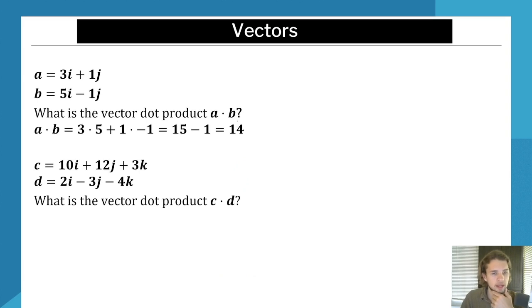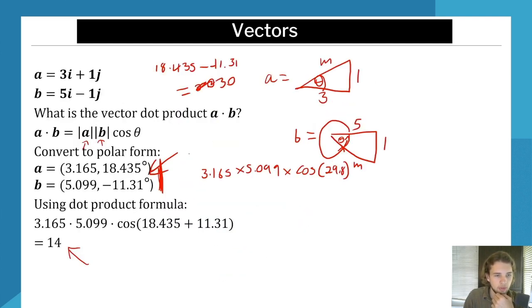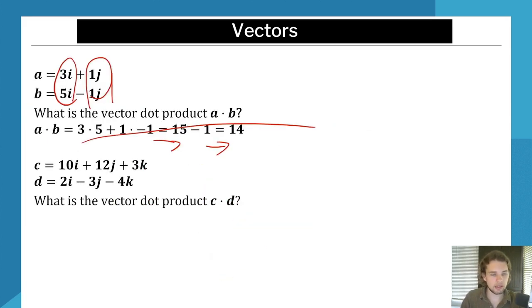Now, what is the vector dot product of A dot B? Let's actually do these questions. Oh, there's already an answer here. So we have 3 times 5, 1 times minus 1, and then you find that the result is 15 minus 1 equals 14. So that's the same as what we did up here. It's the same actual set of vectors, and it comes up with the same solution. So understanding that you can do the dot product this way will help you with some proofs, and it will help you simplify your working instead of having to convert to polar form every time, which takes a lot of time.